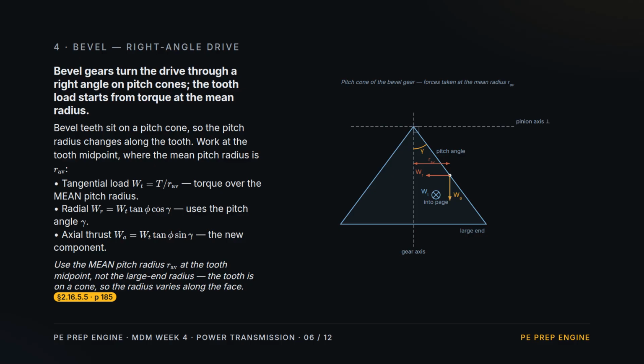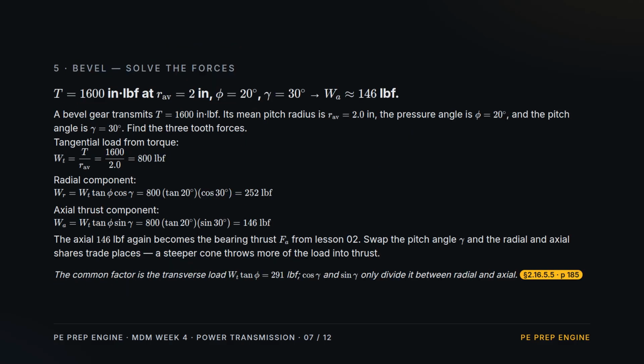The resultant force again has 3 components: tangential, radial, and axial, and this time the pitch angle of the cone does the splitting. The radial force is the tangential times the tangent of the pressure angle times the cosine of the pitch angle. The axial thrust is the same, but with the sine of the pitch angle. So the cone angle decides how much of the load turns into thrust versus separation. Bevel gears. Solve the forces.